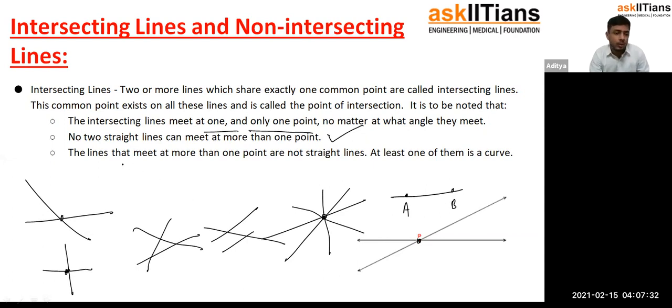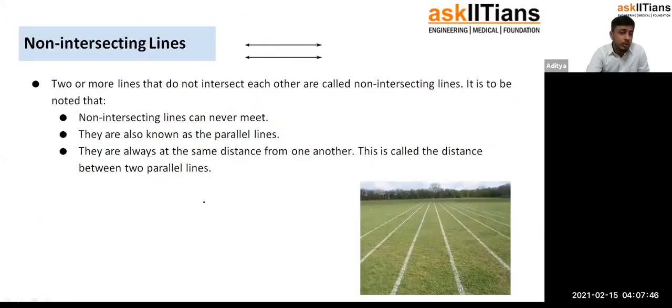Now the lines that meet at more than one point are not straight lines. At least one of them is a curve. So for example, this is a curve, this is a straight line, they are meeting at two different points. Fine. Now let us see what about non-intersecting lines. Two or more lines that do not intersect each other are called non-intersecting lines. Of course, if they are intersecting, they will be called intersecting lines. If they don't intersect, they are called non-intersecting lines.